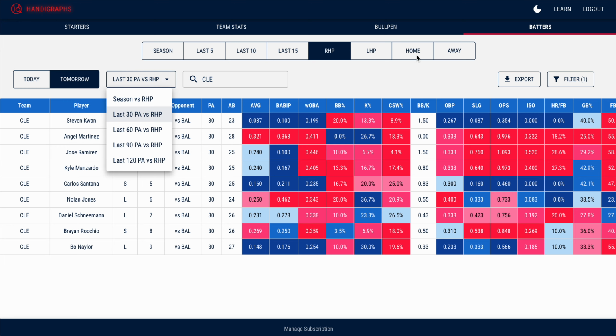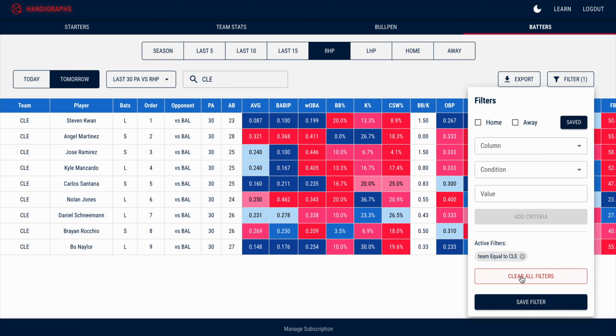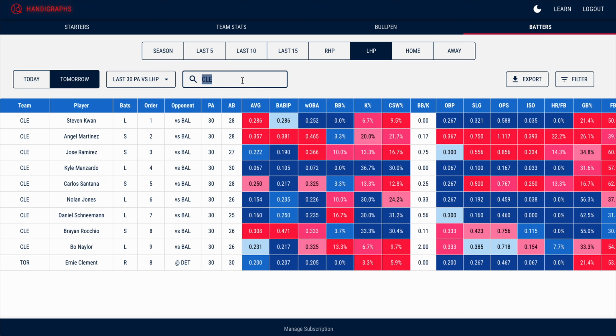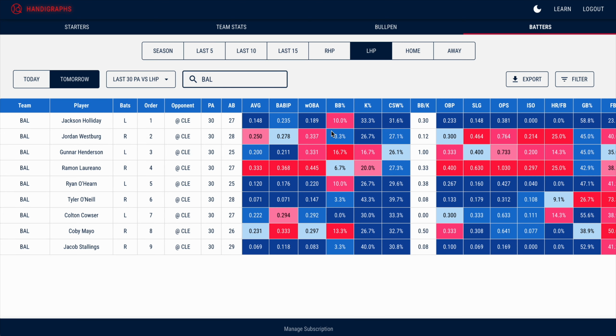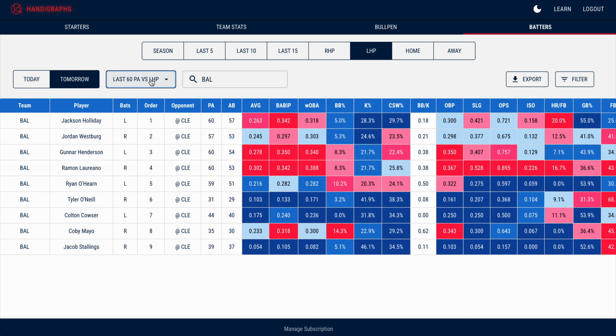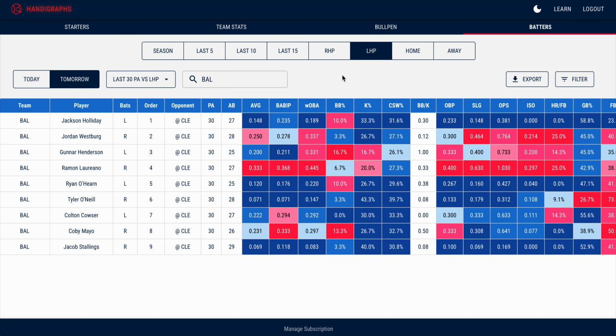Okay. So to go to the other side with Baltimore, we know that Logan Allen is a lefty, so we're going to do the last 30 plate appearances against lefties. We're going to put Baltimore in, and man, that's a lot of blue. In fact, the entire lineup has a ridiculously bad strike rate, both K rate and called strike rate. If we go to the last 60, it's even worse. They're getting worse. That's what this is telling you. So we can already give an edge to Cleveland, at least in the first 5. They've got better hitters and better pitching.